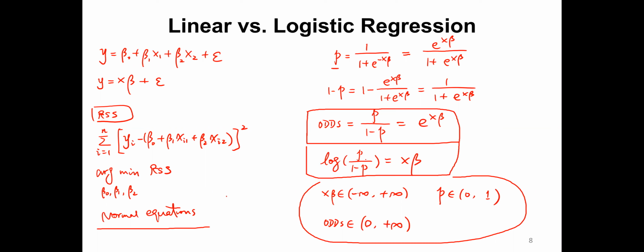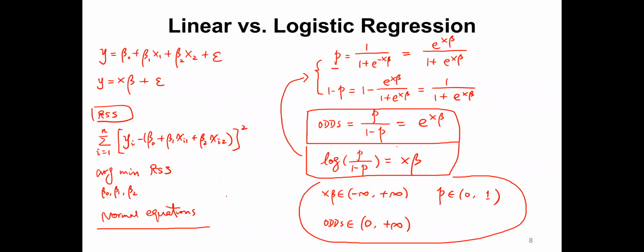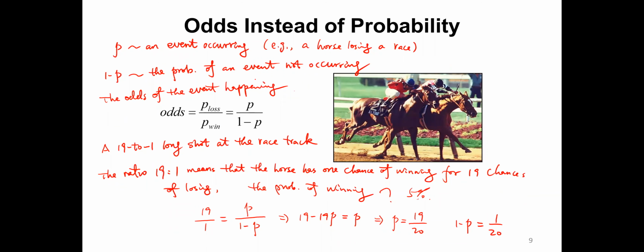Because the log odds equals X beta, if we expand this equation, we will be able to solve for P and 1 minus P. Because we put the exponential on both sides, we get exponential of X beta, and then you solve for P, it will equal this one. If we know P, we know 1 minus P. Now, odds instead of probability. In logistic regression, we are modeling the log odds as a function of X beta, so we are using the odds instead of the probability.